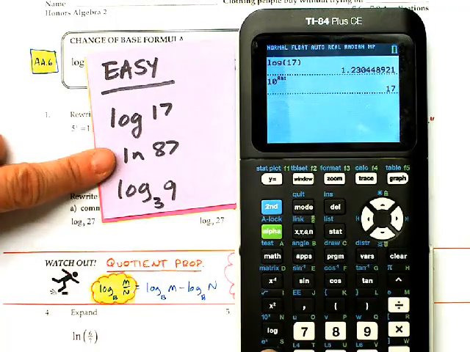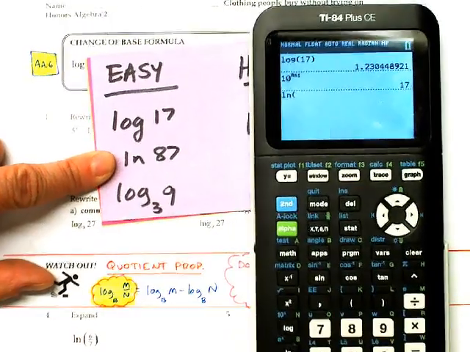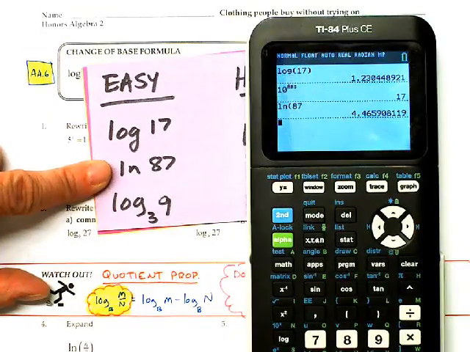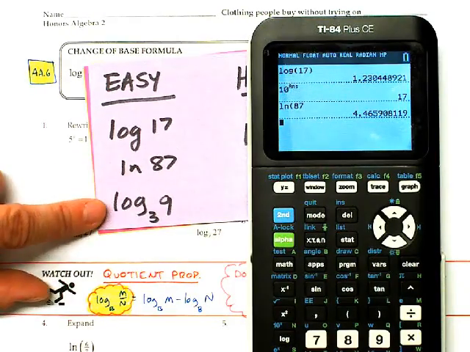If we need the natural log of 87, we will find the ln button next to the 4. Natural log, there we go, 87. And we would interpret that result as raising e to the 4.4-ish power gets us back to 87.